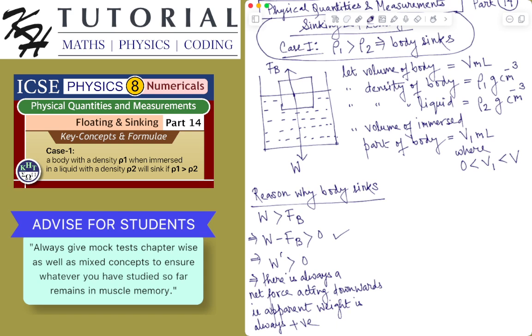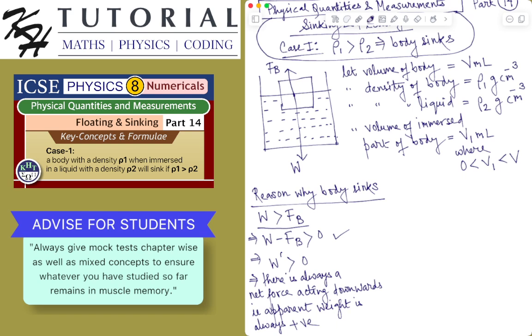Now, the whole point of discussion is that we need to prove that if the density of the body is greater than the density of the liquid, then the body will sink. So obviously, this factor, that W is always greater than Fb, is dependent on rho 1 and rho 2. That is what we will now see: why W is greater than Fb when rho 1 is greater than rho 2.